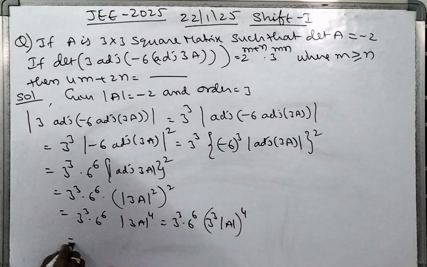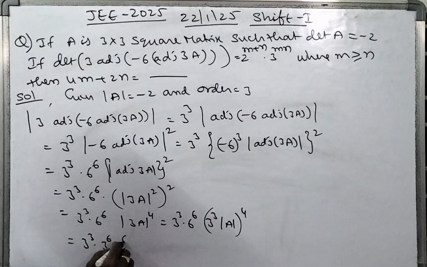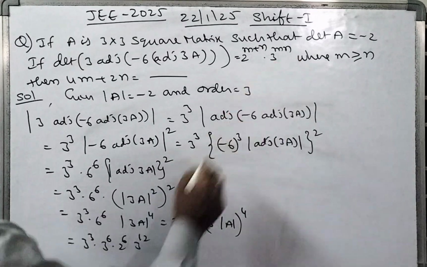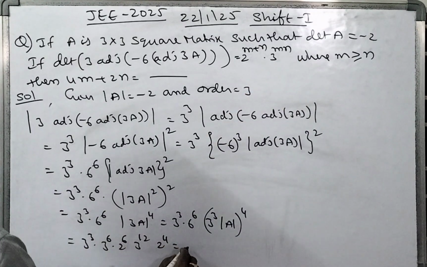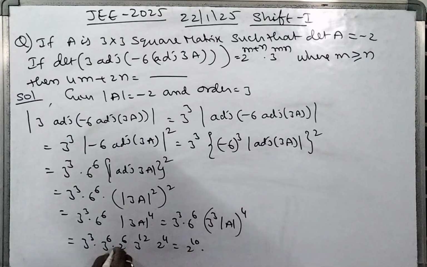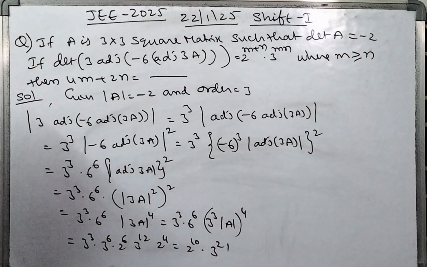Finally what we are going to get is 3 to the power of 3, then 3 to the power of 6 times 2 to the power of 6, then 3 to the power of 12. Det A is minus 2, so 2 to the power of 4. So finally we get 2 power 10 into 3 to the power of 21. So this is 2 power 10 into 3 power 21.